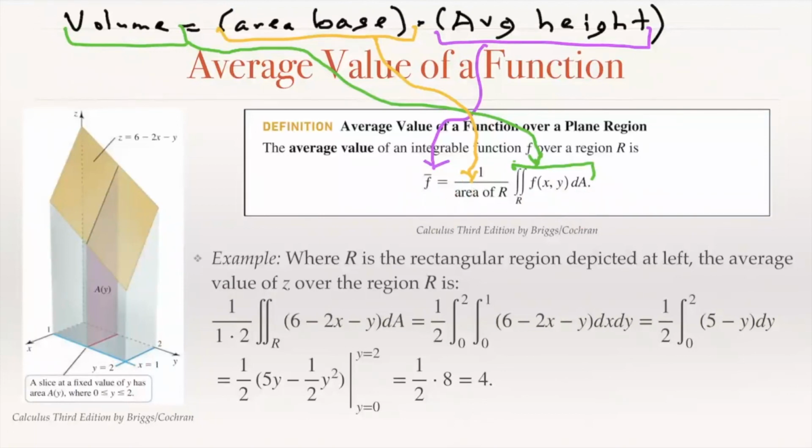So for example, in this example that we already did, we found that the total volume was 8, and the area of the base here is 1 times 2 is 2. So the average value of this function is 1 over the area of the base, 1/2, times that volume, that's 1/2 times 8, is 4.